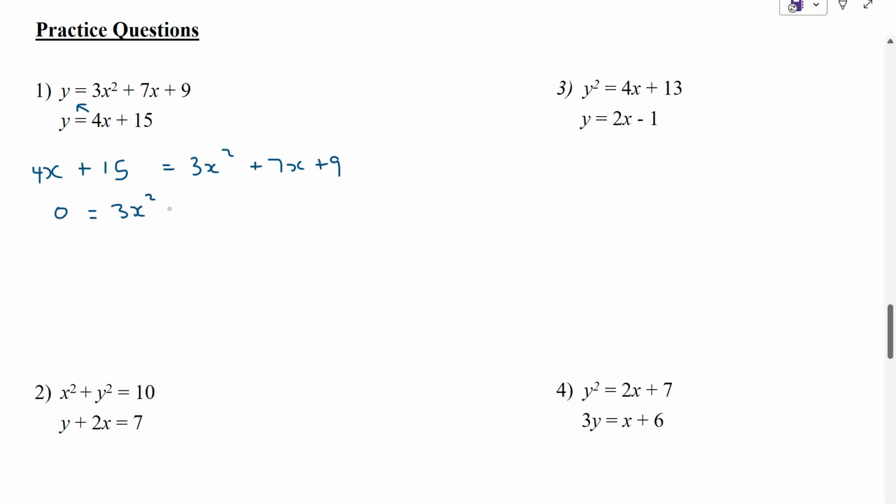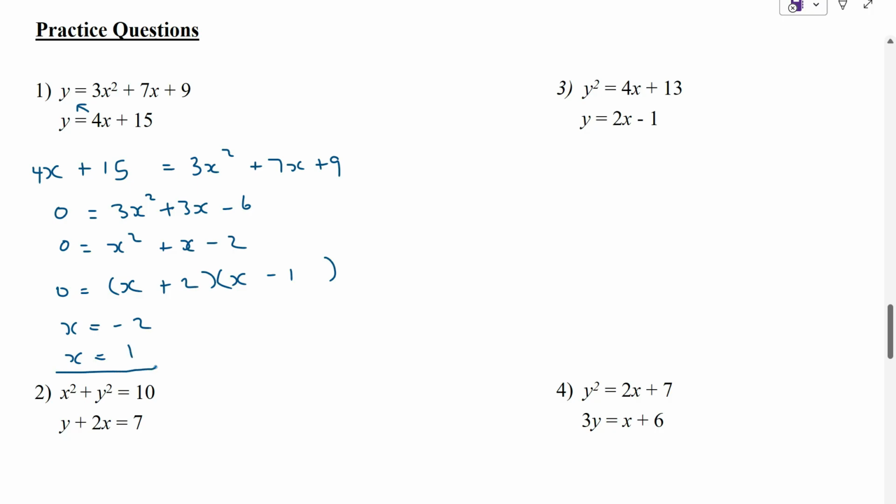So 3x squared plus 3x minus 6. Now, as we can see, all of the terms in this equation are divisible by 3. So let's go ahead and simplify this now, just so it's a bit easier to actually factorize. So we're going to have plus 2 and minus 1. So our values for x will be minus 2 and plus 1 here.